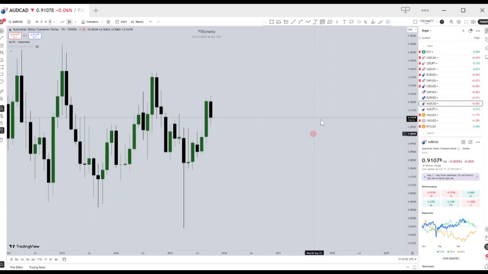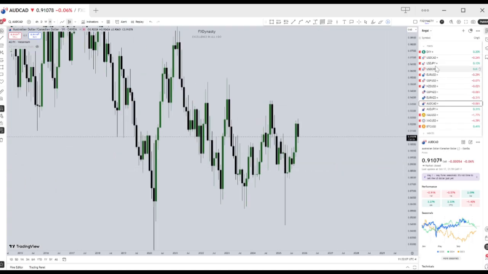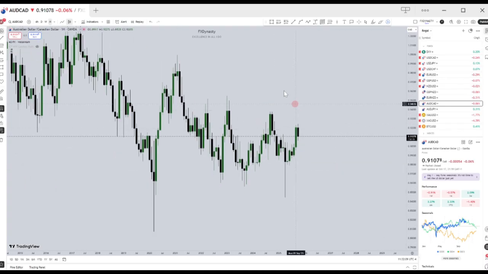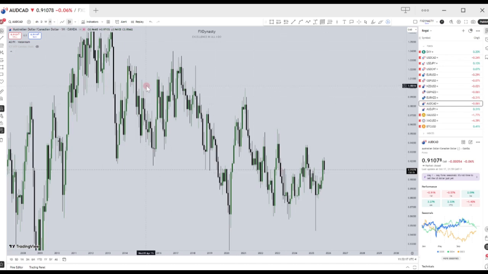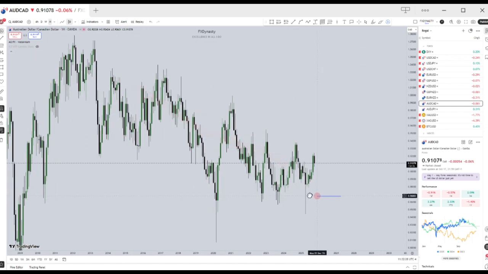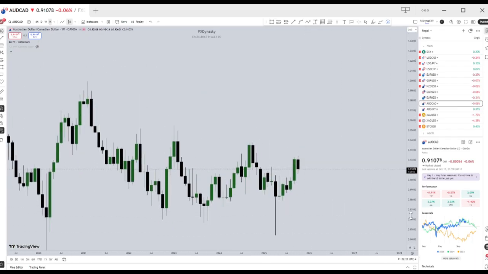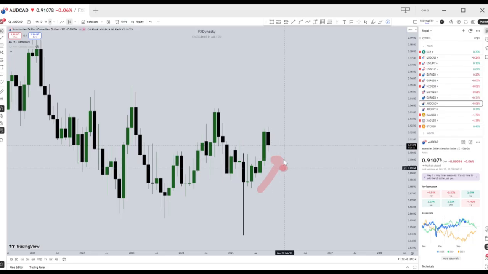AUD CAD. So AUD CAD, we can see that we have this consolidation, but the overall price is actually bearish. But let us zoom into this current price leg, which is this. From here, we can see we took out liquidity. After that, we start to trade to the upside like that.